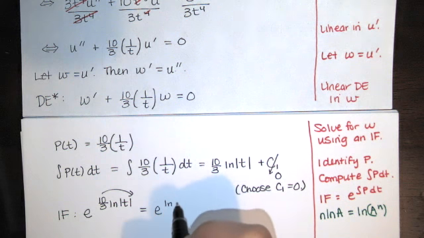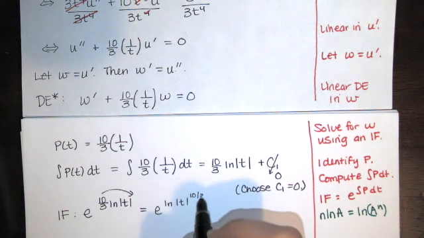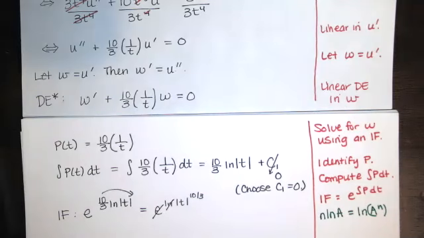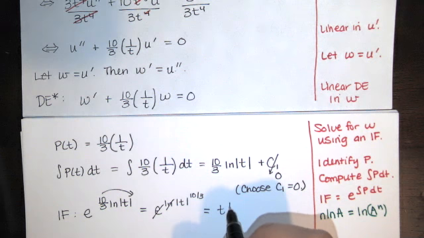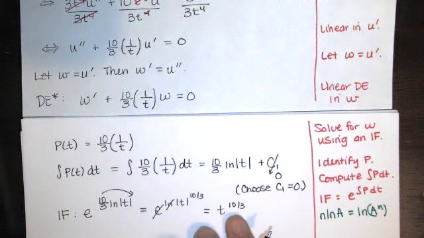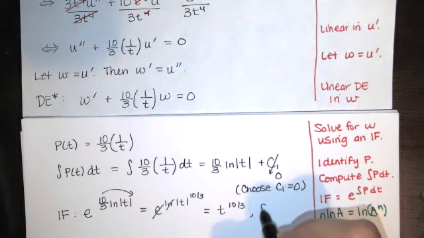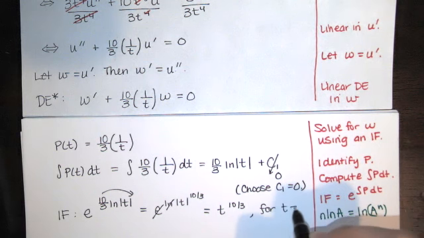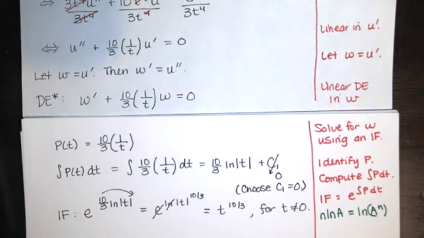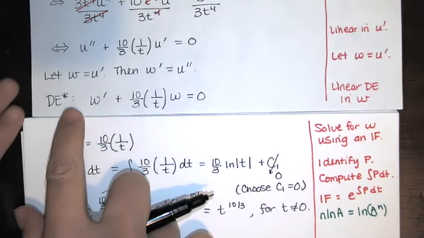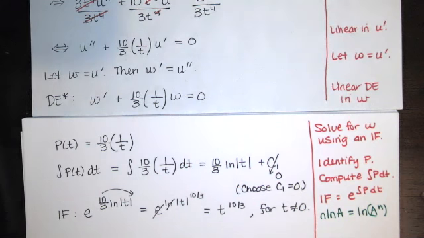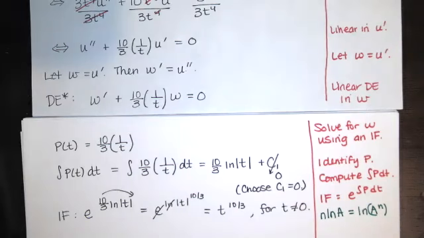This is e to the natural log of the absolute value of t to the 10/3 power. And now those undo each other. And so you've got t to the 10/3 power on some interval. Well, natural log of 0 is not well defined, so this is equal to this as long as t is not equal to 0. Okay, so now you've got your integrating factor for this differential equation, which I've labeled DE star. So I'm going to take DE star and multiply it by my integrating factor.